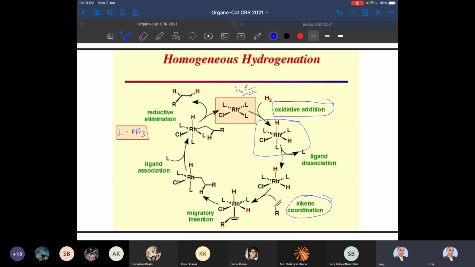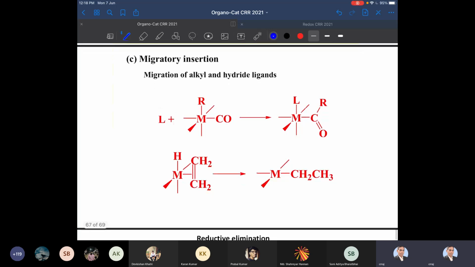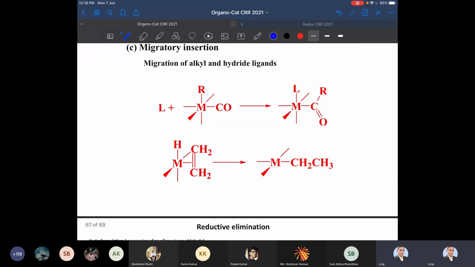So I hope it is straightforward. What you need to understand is the different steps involved and the number of electrons in the complex. That's more important, right? How many electrons are involved? Remember the sequence of steps: oxidative addition, followed by ligand dissociation, coordination, migratory insertion, ligand association, followed by reductive elimination. So at the end of the day, because it's a catalysis, you should get back your catalyst. You're getting back your Wilkinson catalyst, right? This is one representative example.